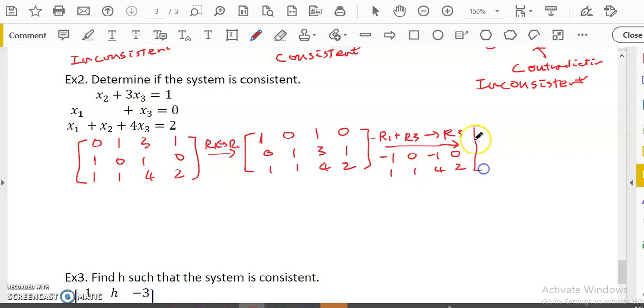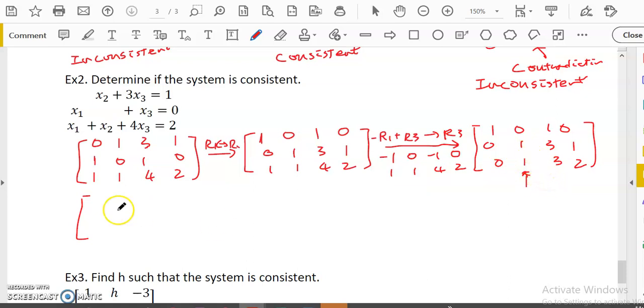I will have R1 still 1, 0, 1, 0, R2 still 0, 1, 3, 1, and then R3 becomes what? Add this together, it is 0, 1, 3, 2. Okay, now I'm going to get rid of this one, right? So you cannot just figure it out. You have to get your augmented matrix in upper triangular in order to see if it's consistent or not. Otherwise, it's hard to tell.